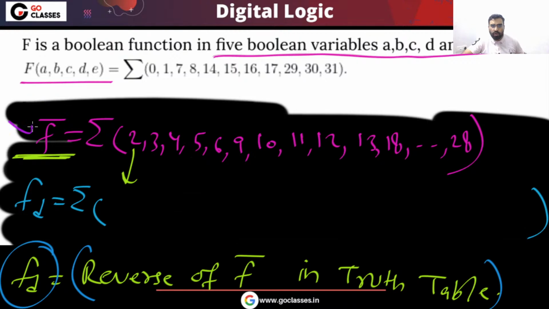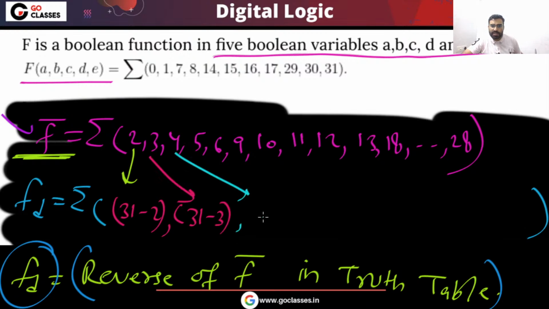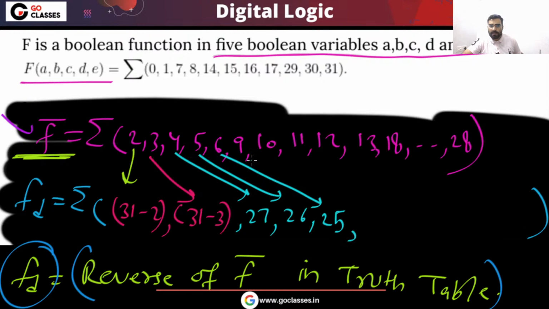So this is your F complement. What I will do, this I will remove from 31. So I will get 31 minus 2, which is 27. This I will remove from 31, so I will get 26. I will remove from 31, I will get 25. Like this and so on.